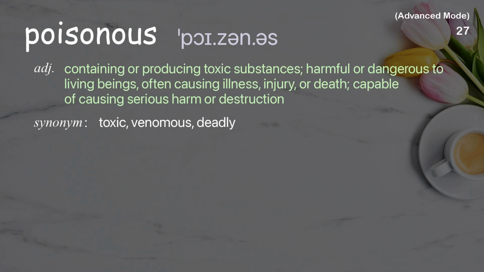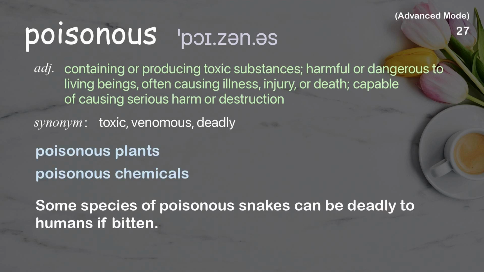Poisonous. Containing or producing toxic substances, harmful or dangerous to living beings, often causing illness, injury, or death, capable of causing serious harm or destruction. Examples: Poisonous plants. Poisonous chemicals. Some species of poisonous snakes can be deadly to humans if bitten.